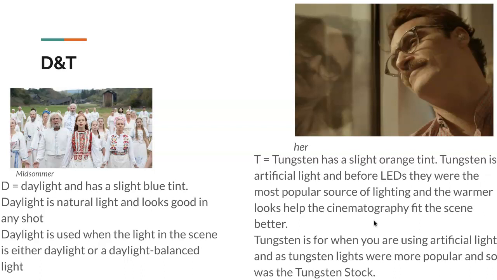And with that, T stands for tungsten, which has a slight orange tint. Tungsten is artificial light, and before LEDs, they were the most popular source of lighting, and the warmer looks helped the cinematography fit the scene a lot better. Tungsten is for when you're using artificial light, and as tungsten lights were more popular, so was the tungsten stock.